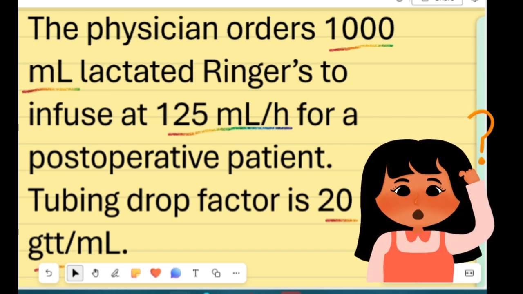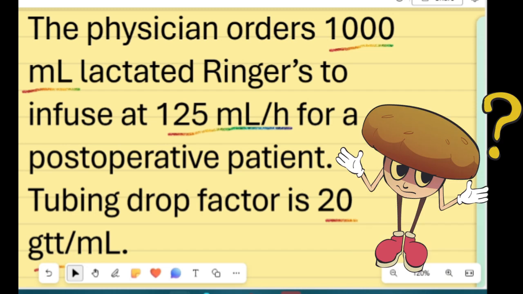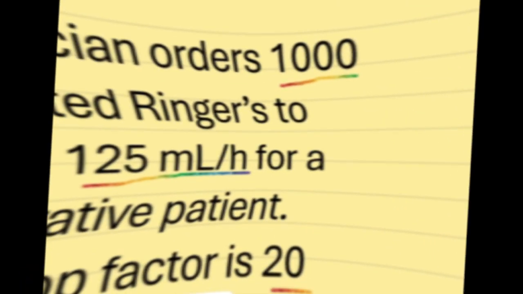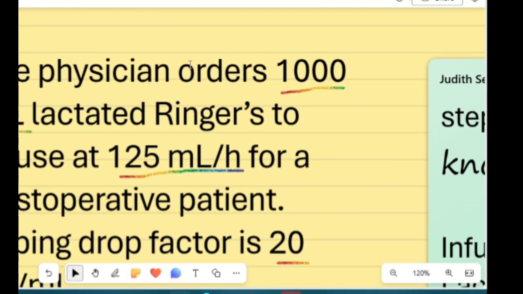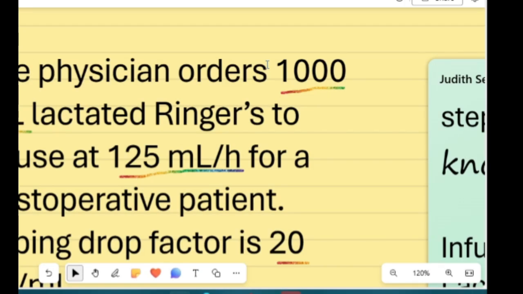Oh no! Well, we got two volumes over here. We got 1,000 milliliters, and then we also have 125 milliliters. Which one are we going to work with in the formula? So how do we know which numbers to work with when there's only one volume that we can plug into the formula? Very simple. The 1,000 in this question is the total volume that's in that bag to be infused.